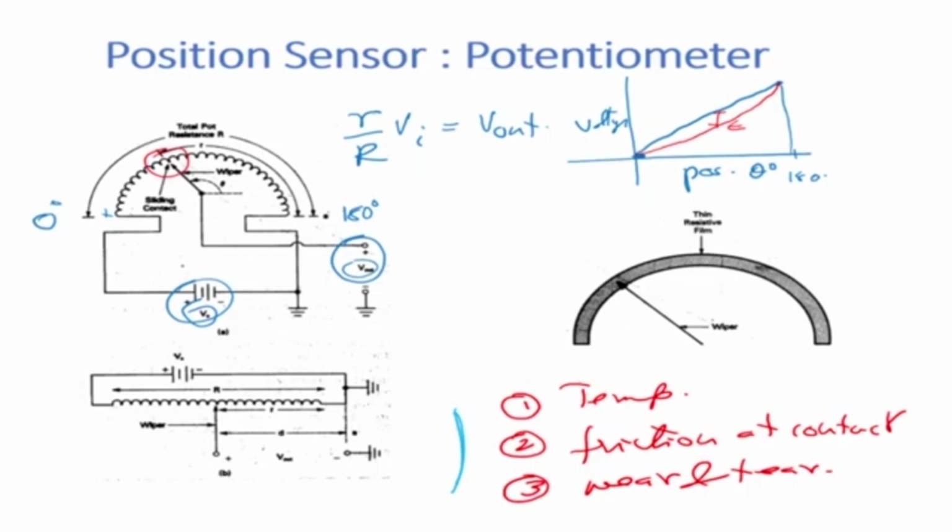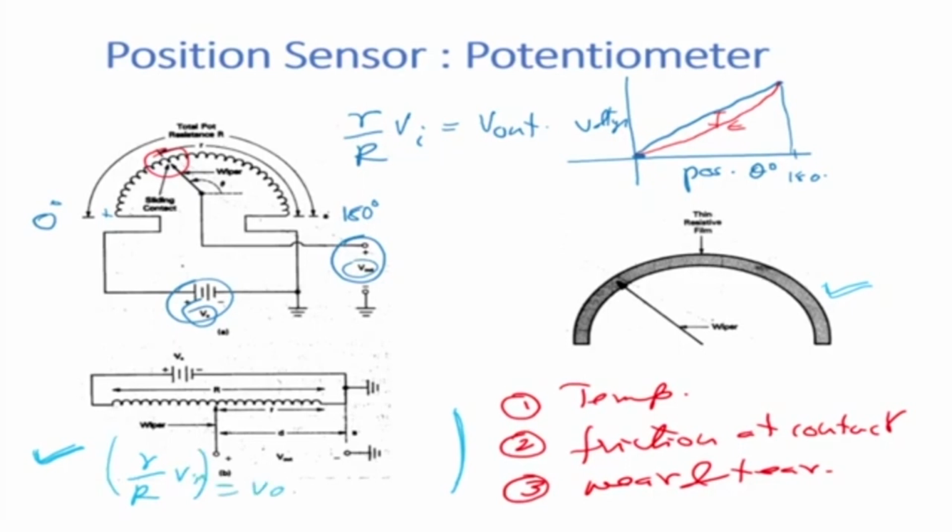This is the coil type. There is also a thin film type, which is shown here. The principle of operation is exactly the same. Now we can also have a linear potentiometer, which is shown here. The principle of working is exactly the same. R by R into V in is going to become V out.